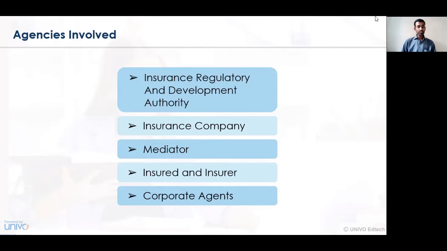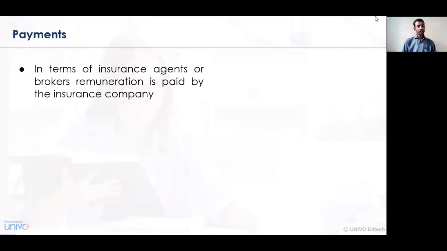The corporate agents act as registered firms or registered agencies, which are either corporations, NGOs or companies. They also can act as agencies for making the payment in terms of remuneration for the insured person. Now, what amount of payments are being made? Insurance agents and brokers are paid by the insurance company. Whatever amount is paid by the insurance company to the insurance broker or insurance agent is called remuneration.